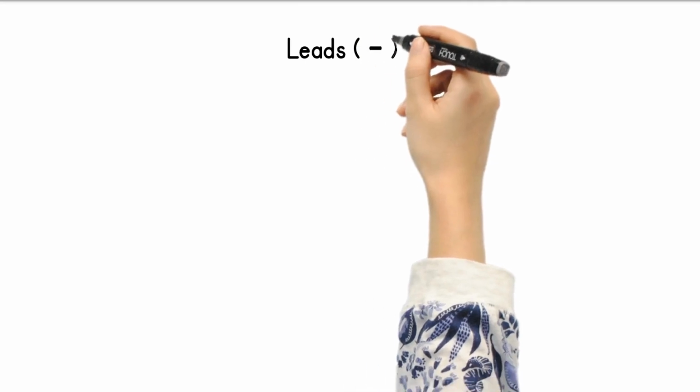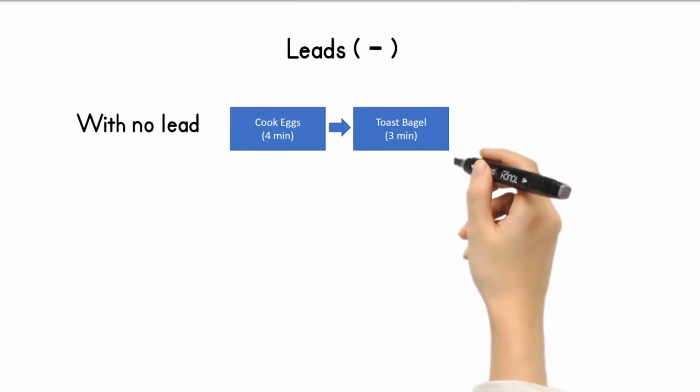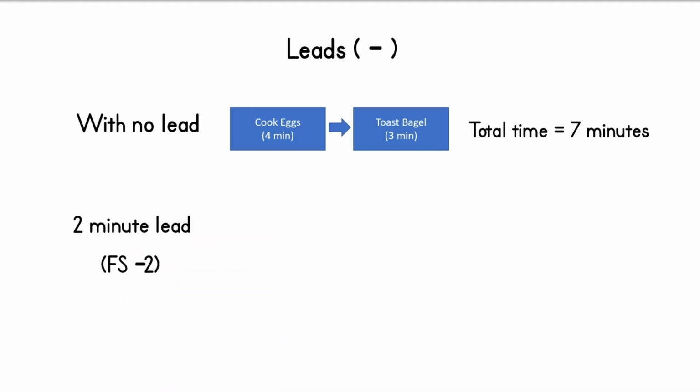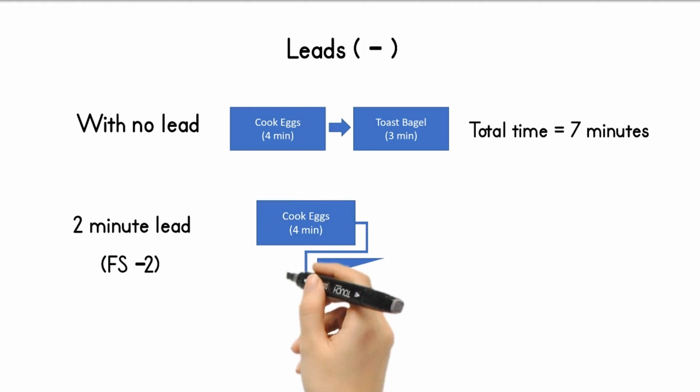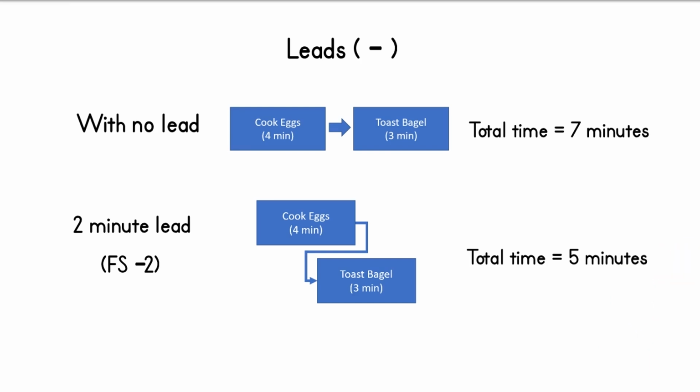In scheduling, you can use leads to improve timing. In this example, with no lead, cooking eggs and toasting the bagel will take 7 minutes. To improve timing, toasting the bagel can start 2 minutes before the eggs have finished cooking. With a 2-minute lead, cooking the eggs and toasting the bagel can now take a total of 5 minutes.